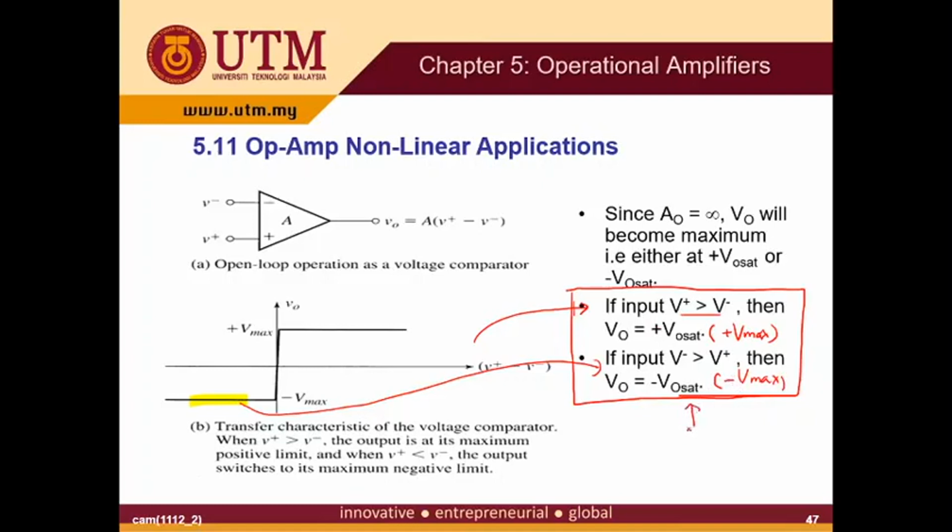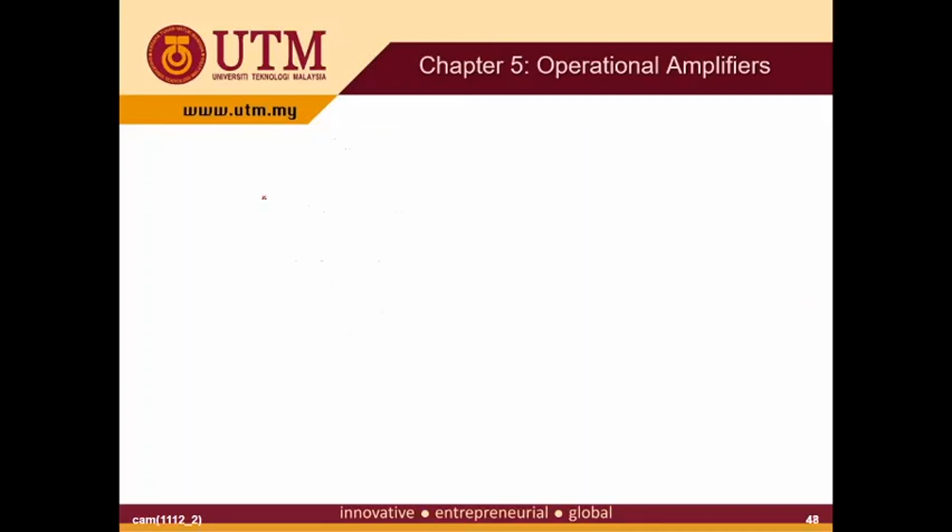So this is one of the explanations or operations of the comparator. The comparator compares the input of V plus and the input of V minus, and then the output value will depend on which one is bigger. If V plus is bigger than V minus, the output will give you positive VCC. If V plus is lower than V minus, V out will give you negative VCC. So this is the comparator.